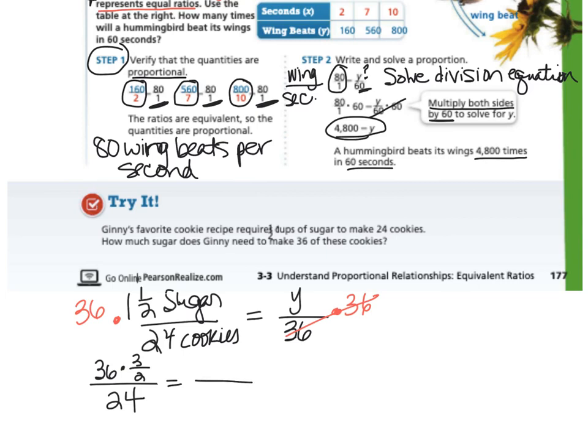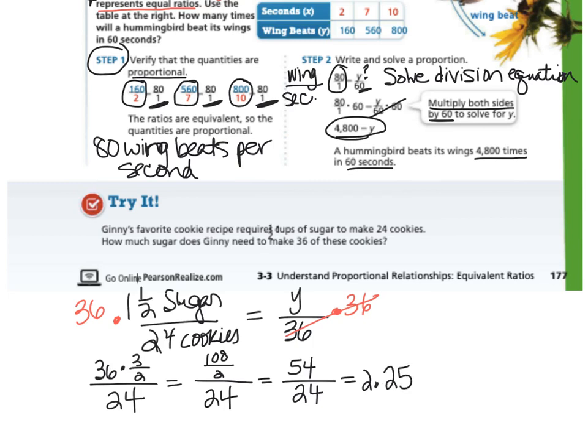All right, and 36 times 3 is 108, divided by 2 is still on the top, and the 24 is still on the bottom. So when I do 108 divided by 2, I get 54, and then I'm going to do 54 divided by 24, and I get 2.25.